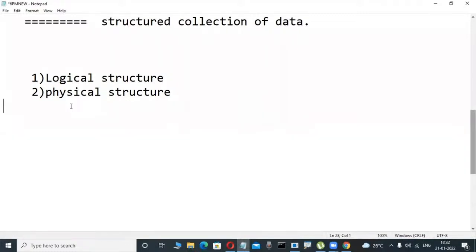Suppose the DBAs are there, those persons are working in a physical structure, don't worry. But what is that logical structure at least? Logical structure means nothing special, it's very easy. Now check it out, slowly observe here. What a logical structure means is easily understandable.